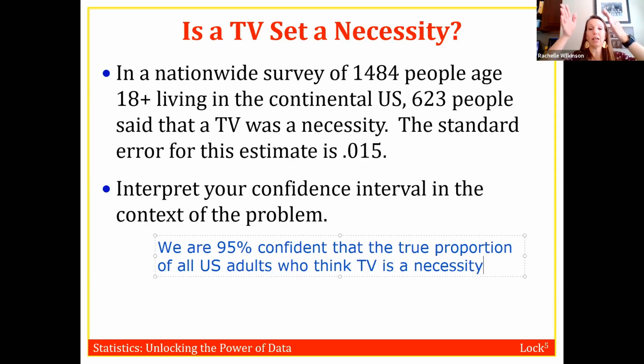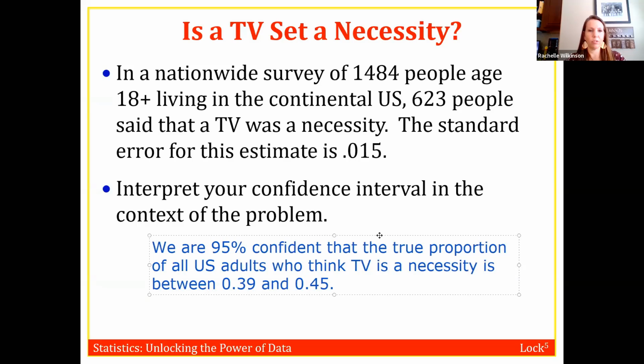Okay, so that's just taking that exact thing that we wrote when we defined the proportion, the population parameter. We're putting all those words here, and then we're going to say is between, and we're going to put our lower and our upper bound. So is between 0.39 and 0.45. And that's it. That's how we're going to write our confidence interval conclusion.